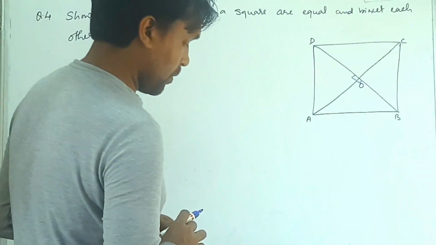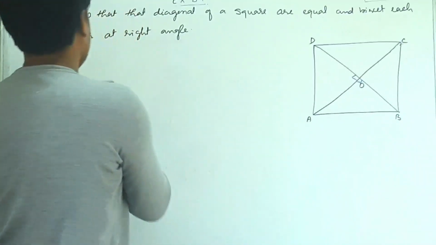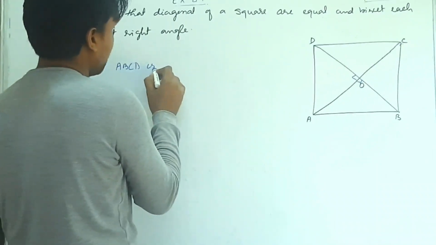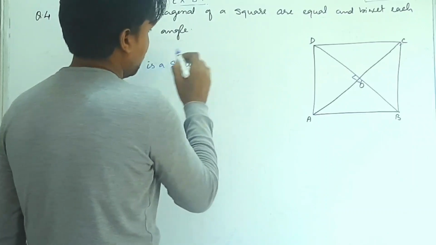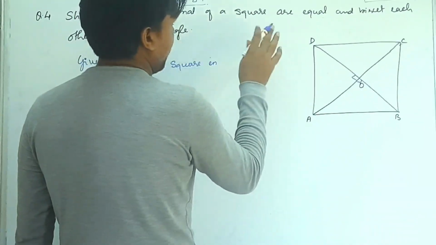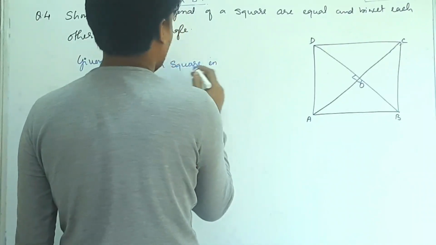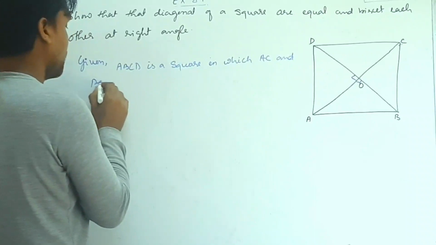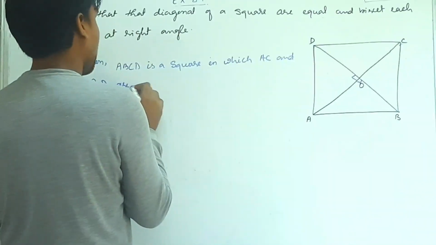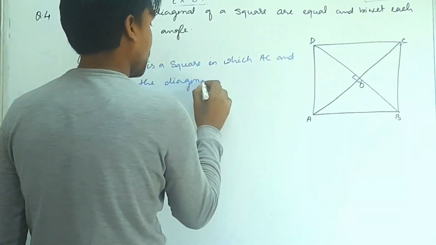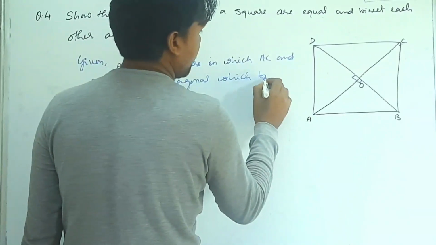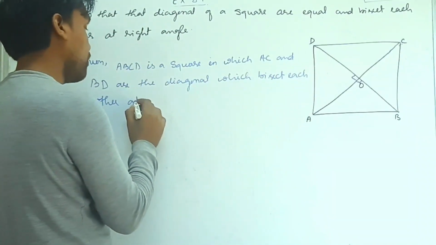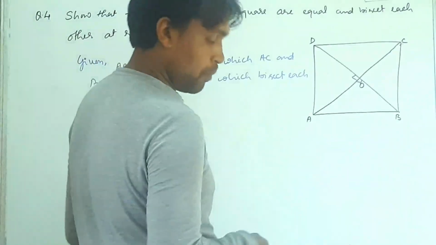First of all, dear students, we will write here given. So let us start with the given. What is given? ABCD is a square in which AC and BD are the diagonals which bisect each other, right? At which point? At O. So they are bisecting each other at point O.